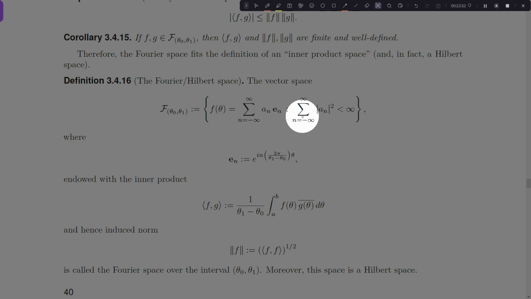And I'm retaining the property that my sums need to converge when I take the coefficients and magnitudes squared. But now I'm endowing the space with the inner product, and that's what gives me the Hilbert space. So once I add this inner product to the space, which I defined earlier as this integral, then I have an inner product on the space, and in fact I have a norm as well.